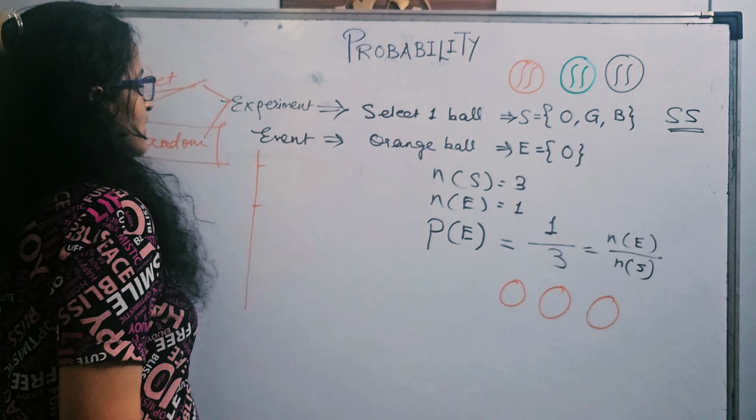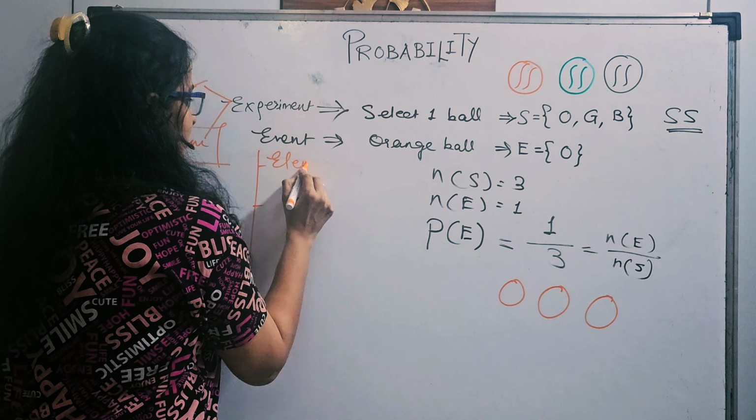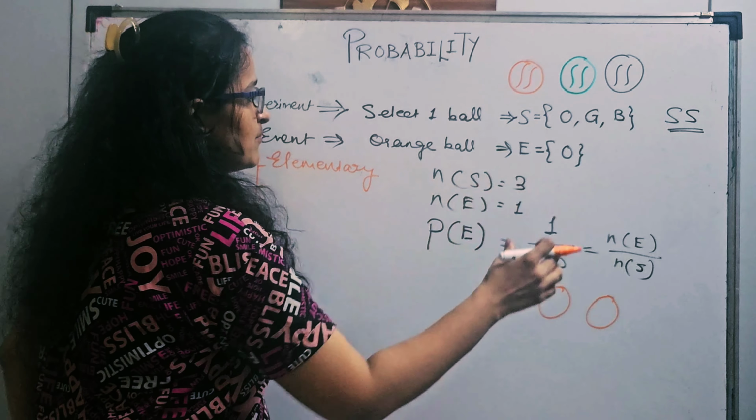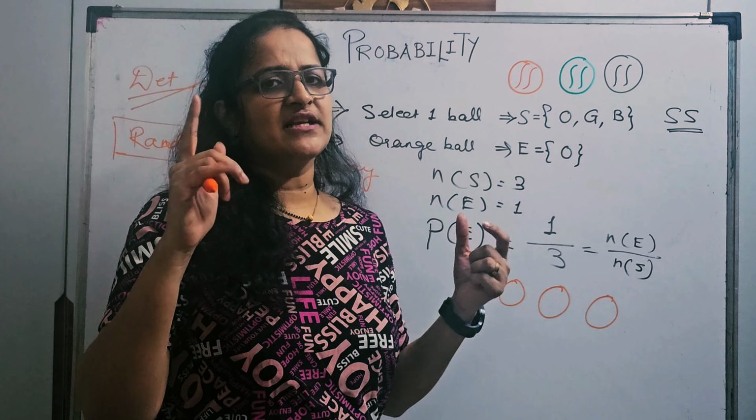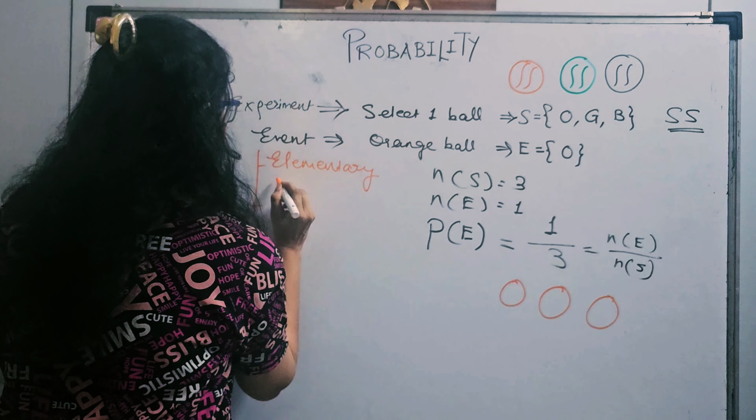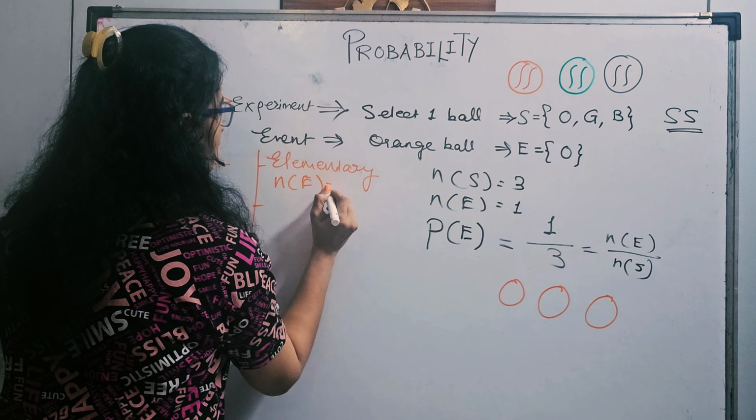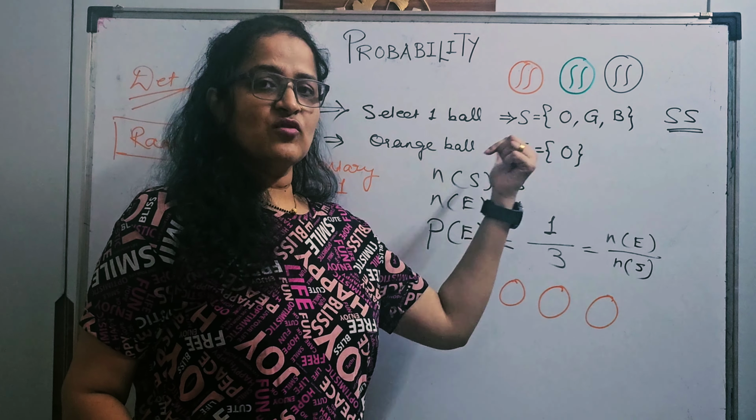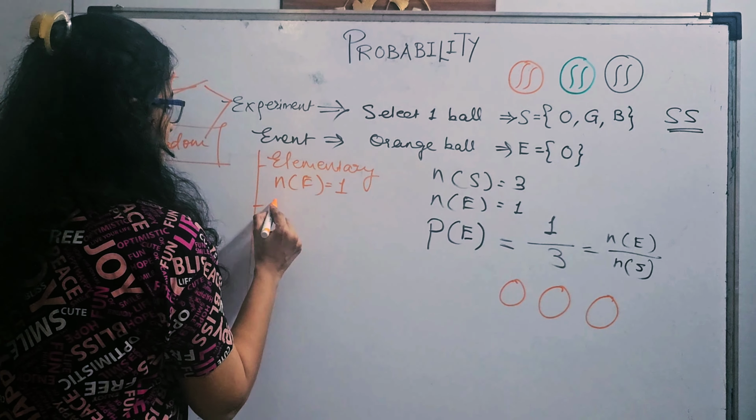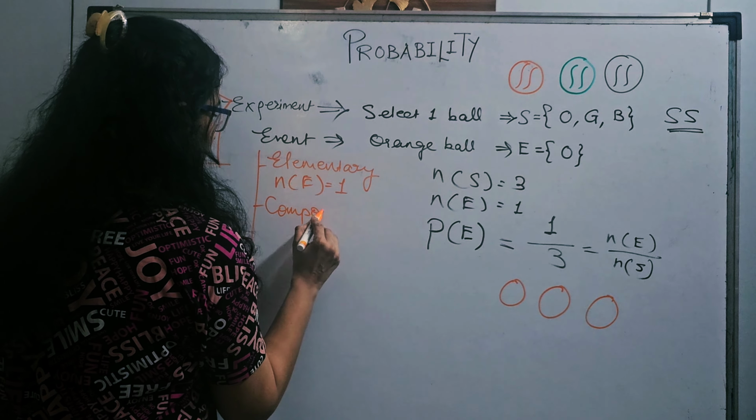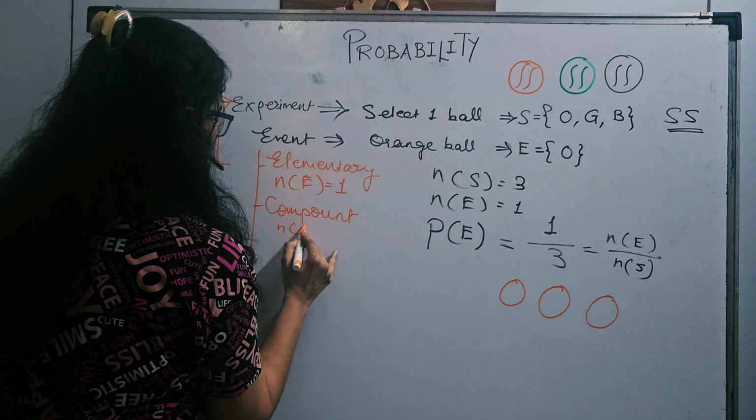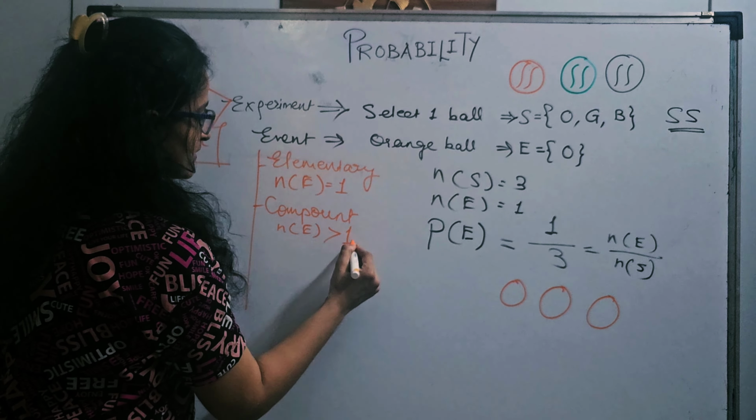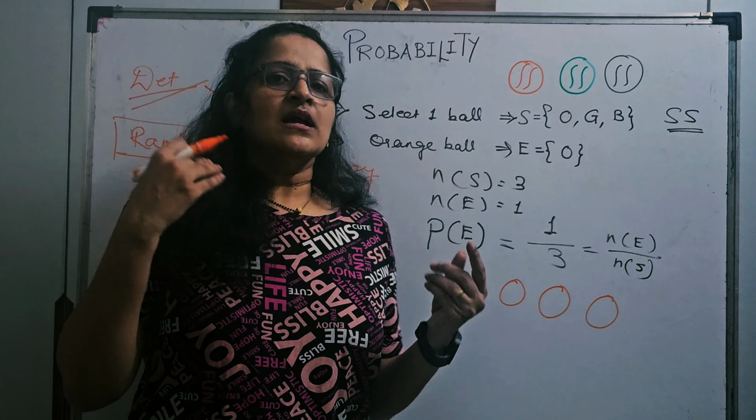Now moving forward to the events, there are some types of events, very easy, we'll go one by one. First event is the elementary event. The total number of outcomes for that event is only one, that is nothing but your elementary event. So N of E equals 1 in this case. In our case, yes, this was the elementary event. Next is the compound event, in which the total number of favorable outcomes of that event is greater than 1.